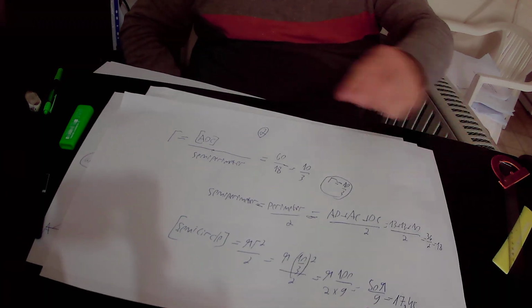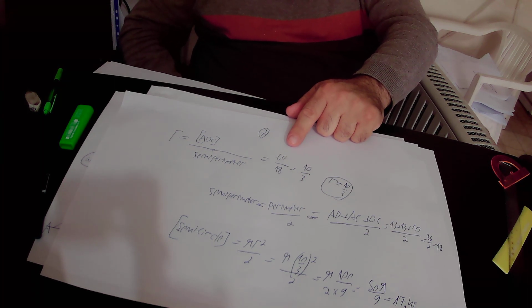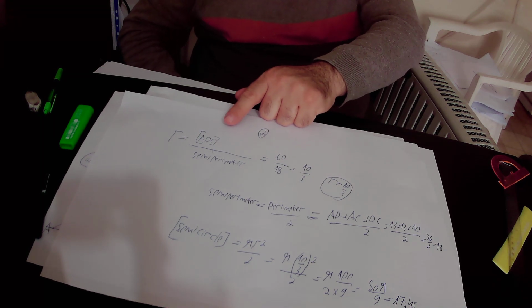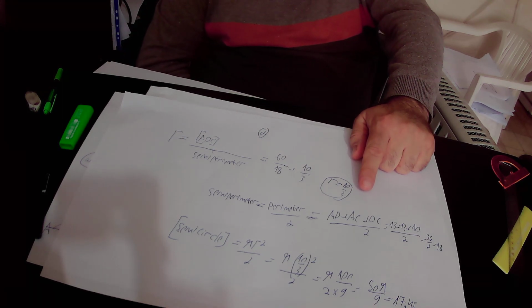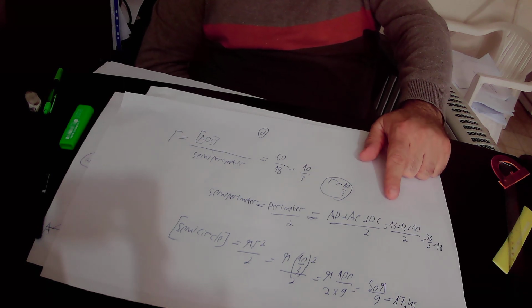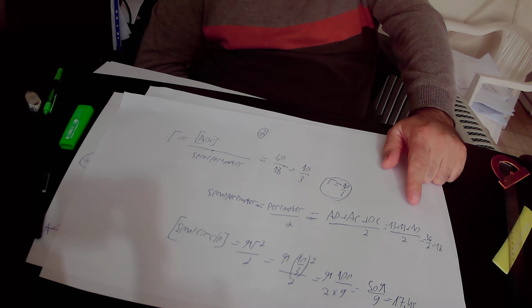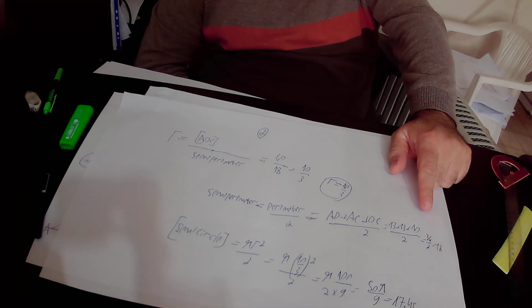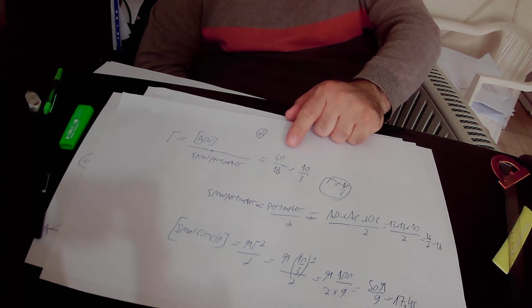And we already found out that the area of triangle ADC equals 60 square units, and the semi-perimeter of the triangle ADC equals the perimeter over 2. The semi-perimeter is AD plus AC plus DC over 2. AD equals 13, AC equals 13, and DC equals 10. So 13 plus 13 plus 10 is 36 over 2. 36 over 2 is 18. So we found out that the semi-perimeter of triangle ADC is 18, and the area of triangle ADC is 60.